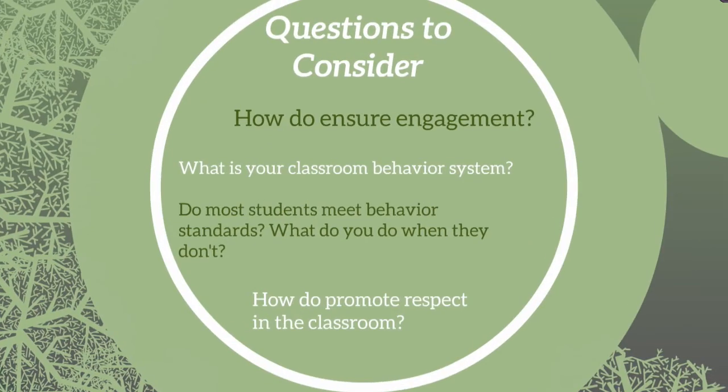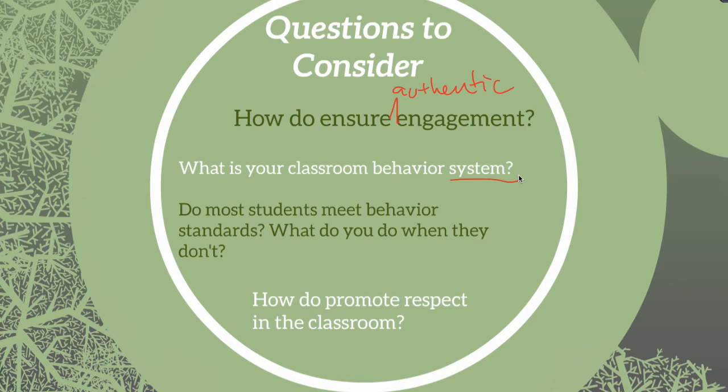So as you're looking at your classroom management, at your learning environment, some things to consider and think about as you're planning your lessons and during your lesson. How do you ensure engagement and how do you ensure authentic engagement? Not just that everybody's writing on a piece of paper. Are they all writing the right things on that piece of paper? What is your classroom behavior system? Do you even have a system?